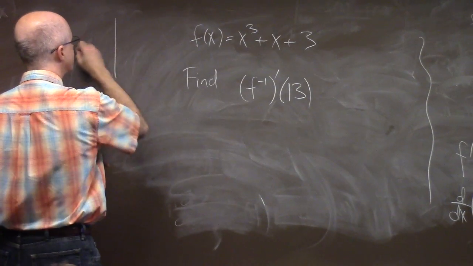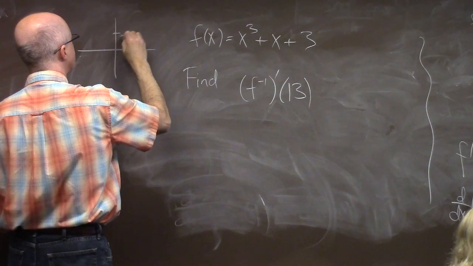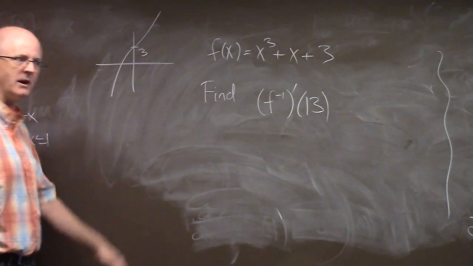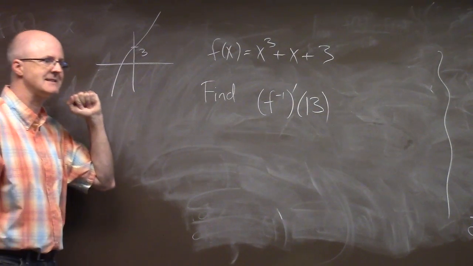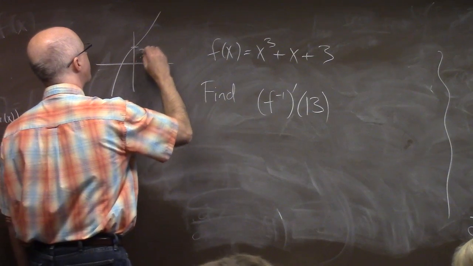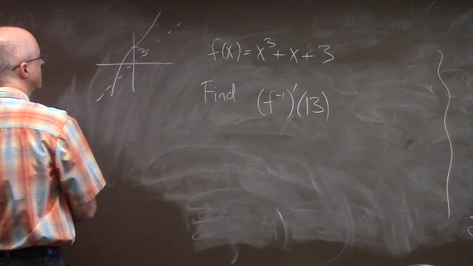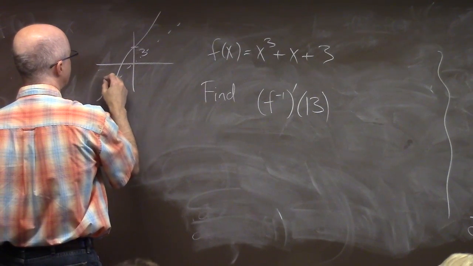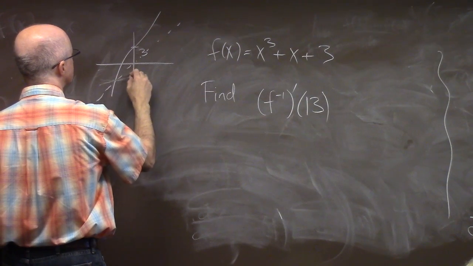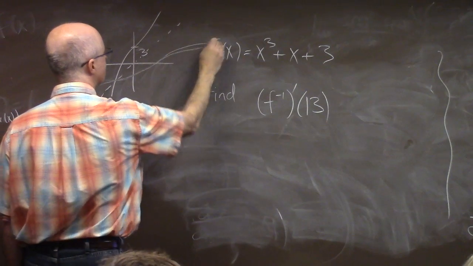You graph this function, it looks like this. It's one-to-one, passes the horizontal line test. It's got an inverse function. And the graph of the inverse function, you could graph as the reflection across the line y equals x. So the inverse function will look about like this. This is always a challenge. Something like that.